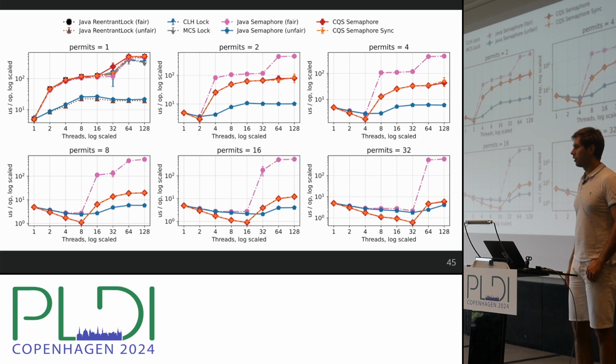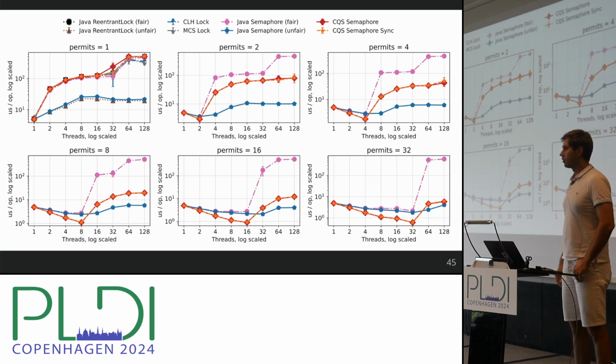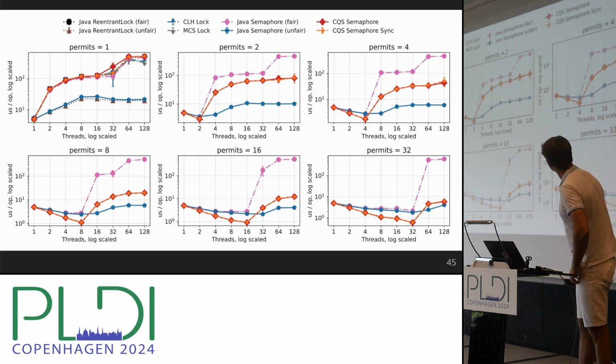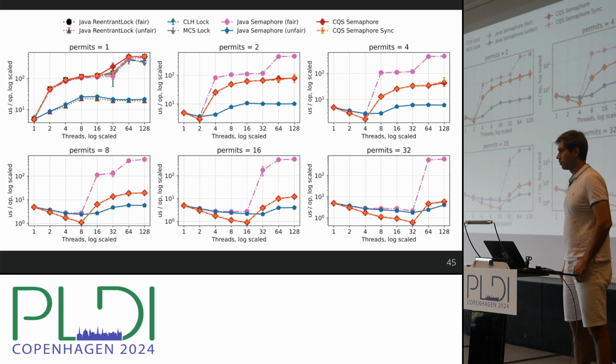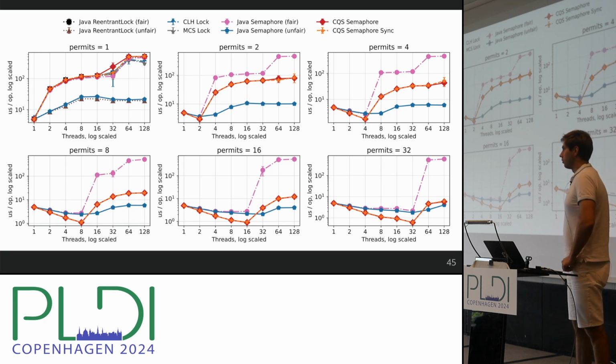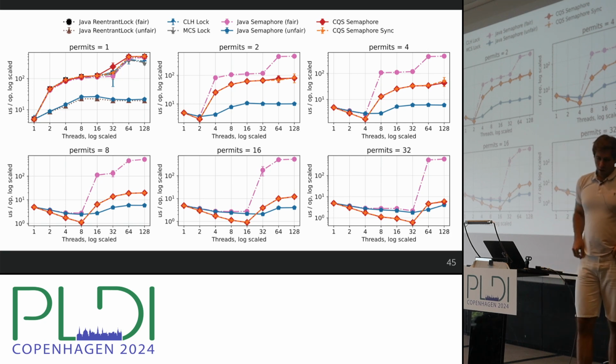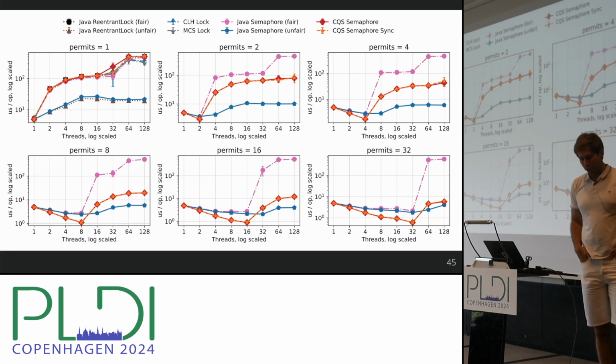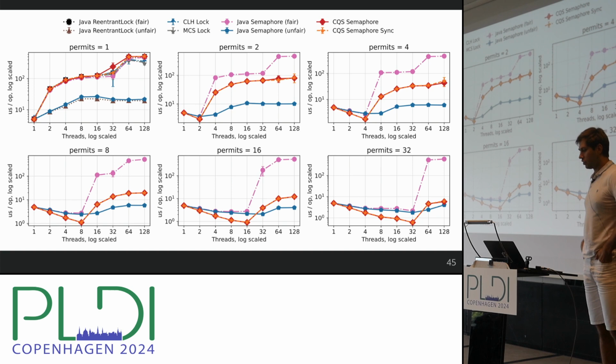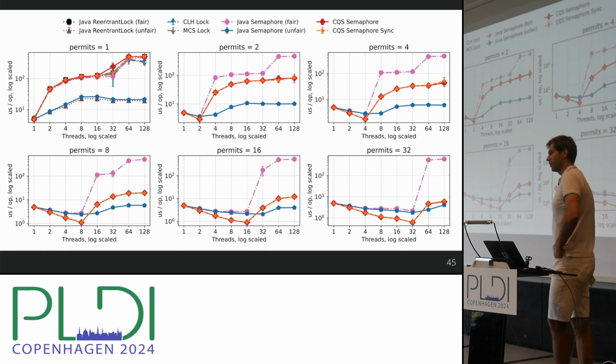Hi, really interesting. On the CLH lock and MCS lock here, are you allocating every time you acquire to create the lock, or are you caching that across calls? Good question. To be honest, I don't remember now, but I can check, find you later, and answer your question. Cool, thank you.